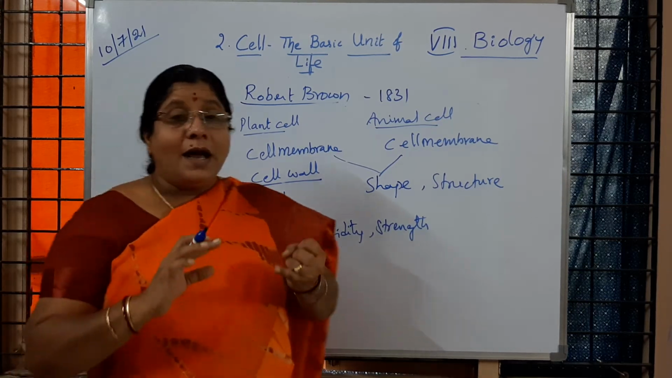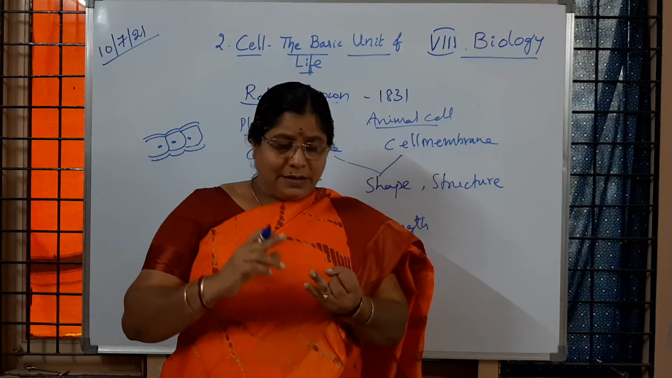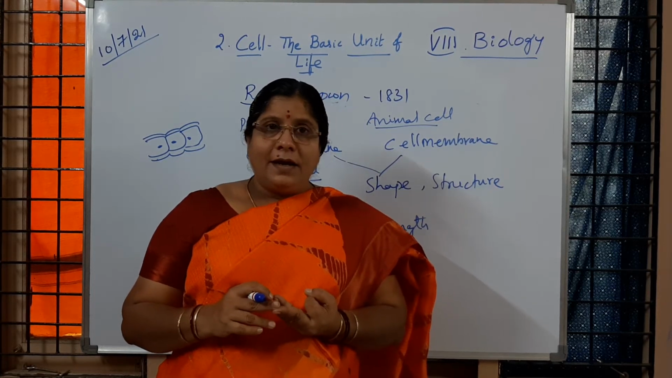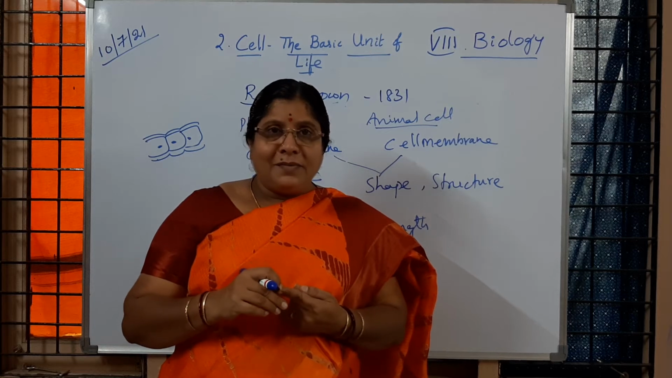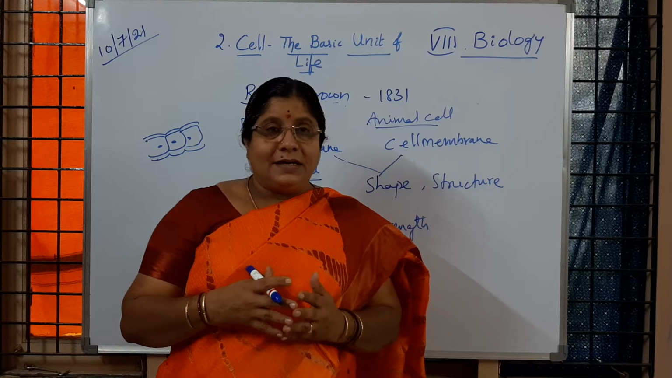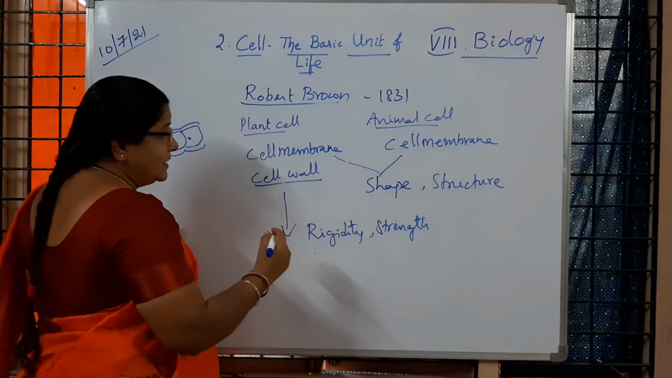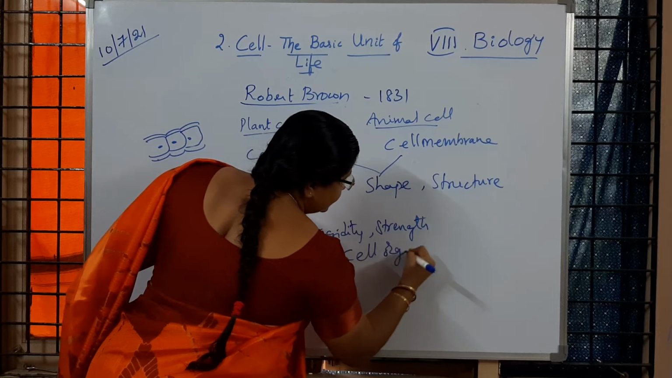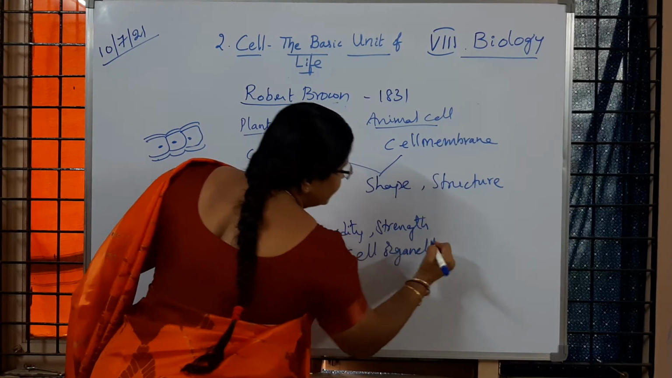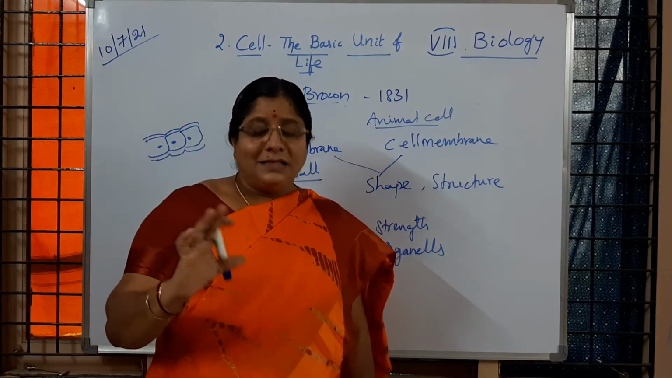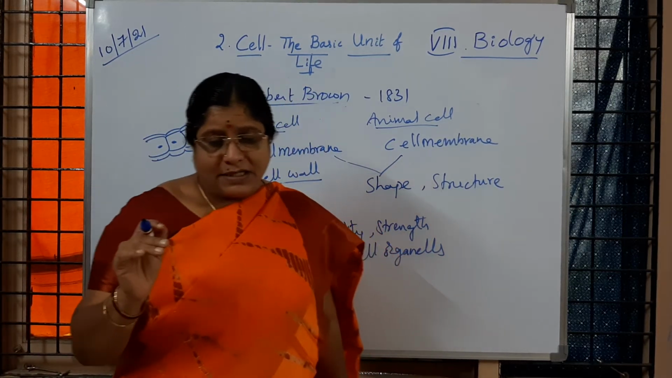Then you learned about the nucleus, the cell wall, the cell membrane, and the cytoplasm, the fluid content which is present. What do we call all this? They are all called cell organelles. They are called cell organelles. Is it cell parts or cell organelles? Is it clear to children?